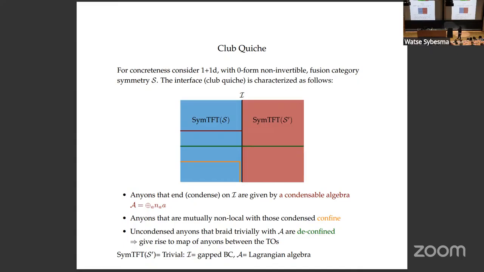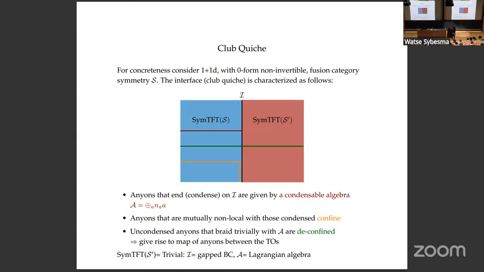Then there are the ones that, if you take them in, can't end, but also can't go through, because in fact they braid non-trivially with these red ones. So these yellow ones are not mutually local with the ones that end. So they just stick around, they bend down and they confine on this interface. And then finally, there are the ones that can't end, but go through. They're the deconfined ones, and they define what this reduced TQFT is.